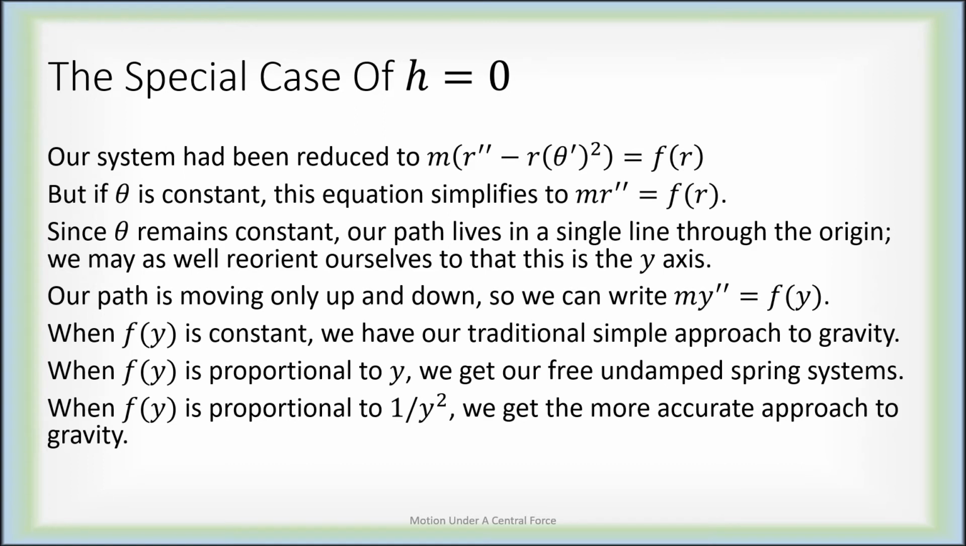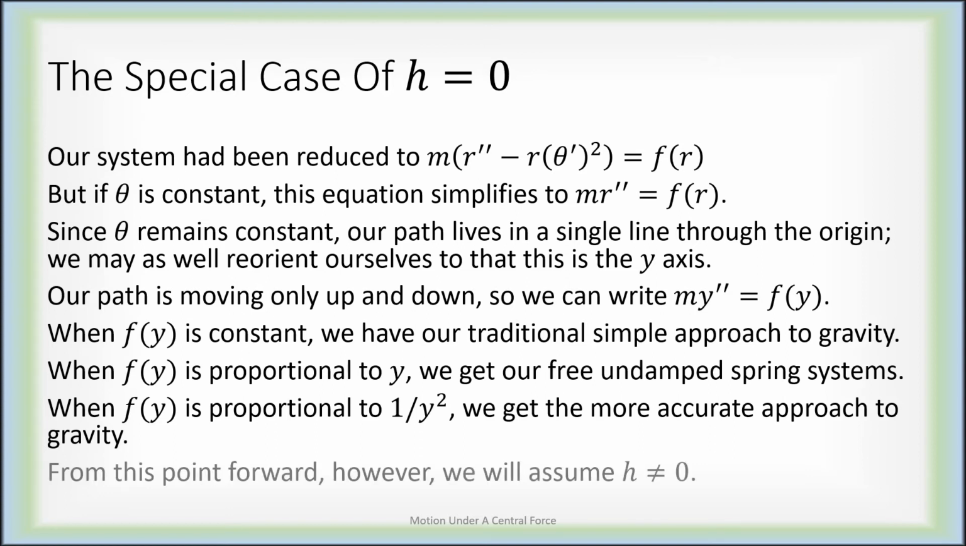But overall, when h is 0, either a steady state solution, hang out at the origin, never move, or the angle never changes, and you may as well imagine that as just moving up and down, and that's a simpler scenario that we've already studied. So from this point forward, we're going to assume that h is not 0. This is the more interesting scenario. So how do we proceed under the assumption that h isn't 0?